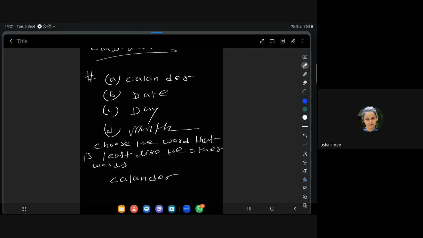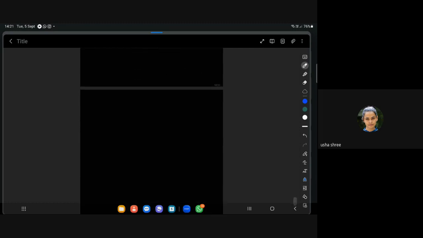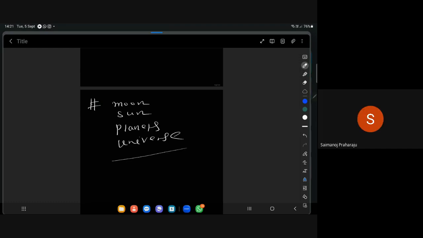Similarly, another example like moon, sun, then planets, then universe. Which is the least like word? Universe. Similarly, sun, moon, and planets are the parts of universe. Correct?